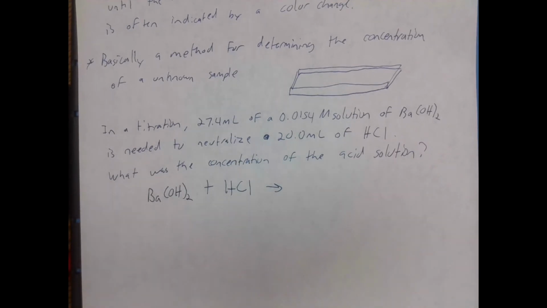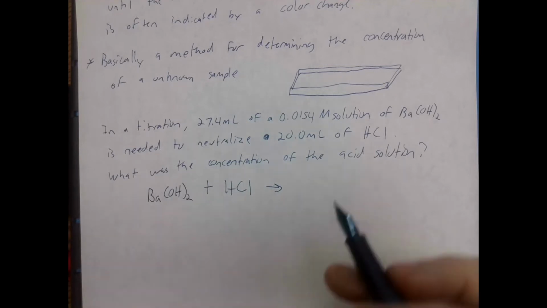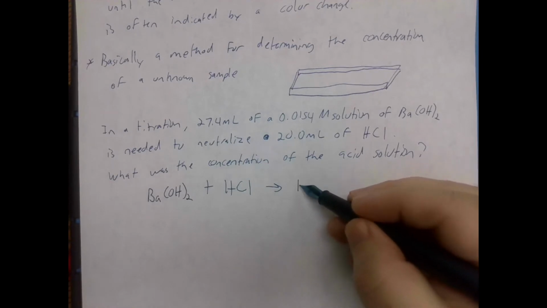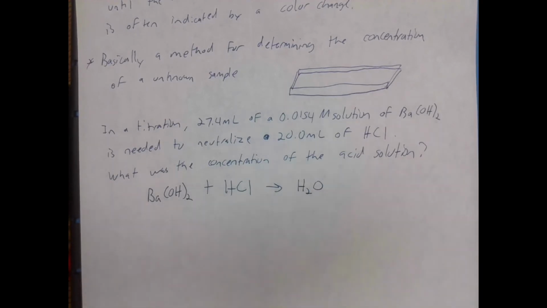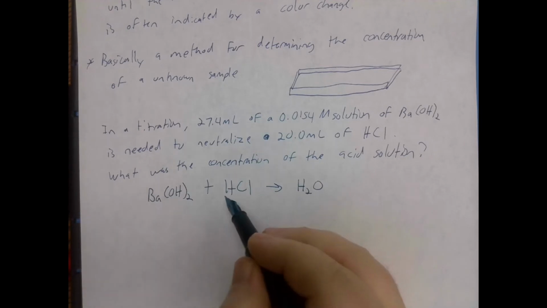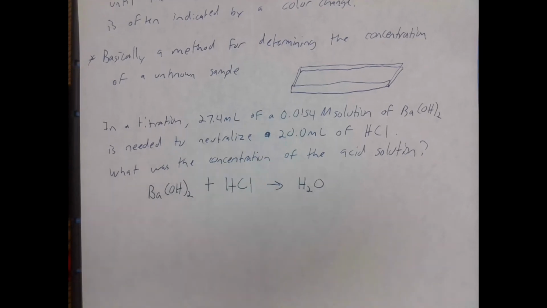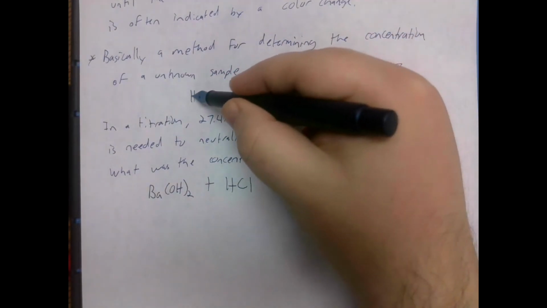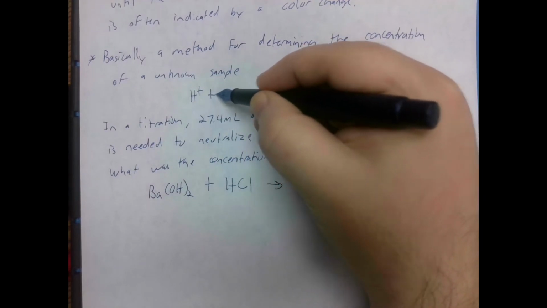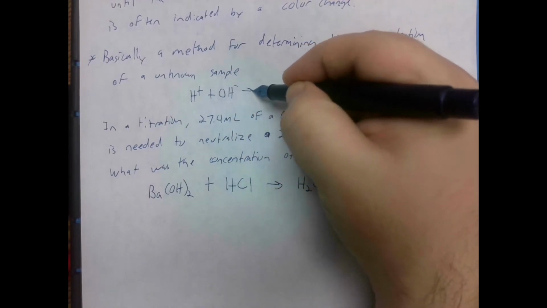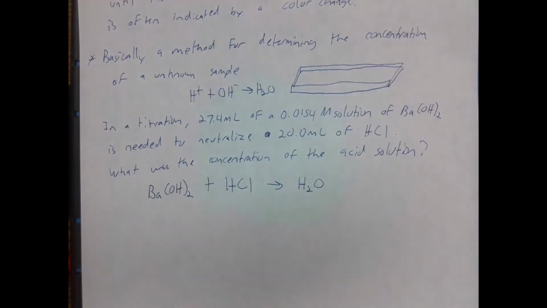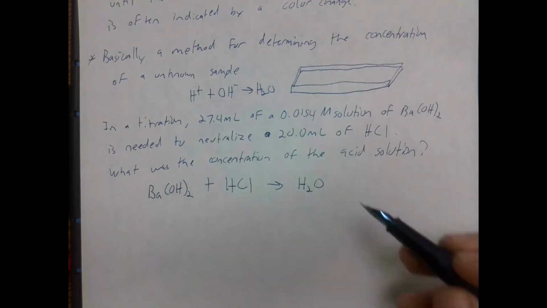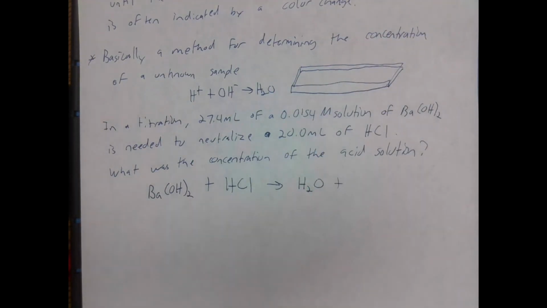You would put the H and then H2O. You don't need brackets, but H2O. H and OH make water. That's a very common reaction. H plus ions plus OH ions give you H2O. This is double displacement, so what will be the other one?